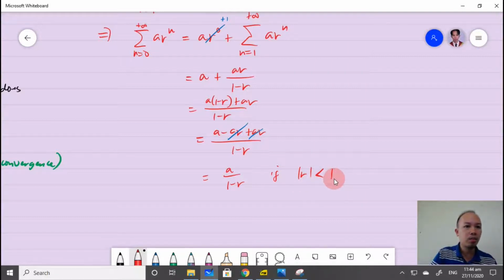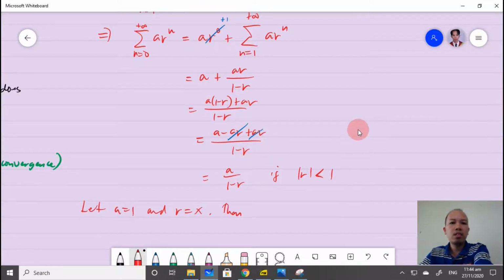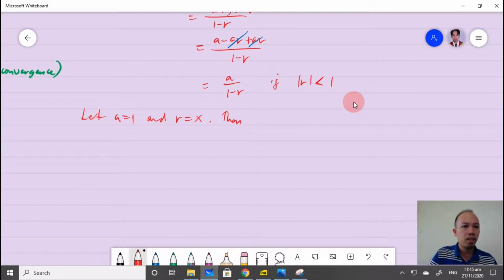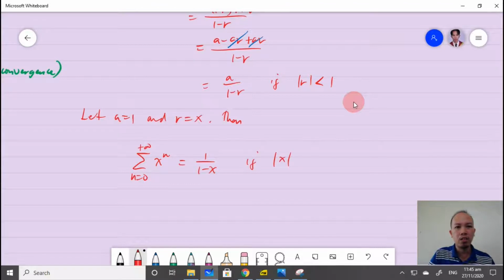Okay, so what we will do here is we have to let a equal 1 and r equal x. Then this will become the summation of x to the n, where n starts from 0 to positive infinity, and this is equal to 1 over 1 minus x.